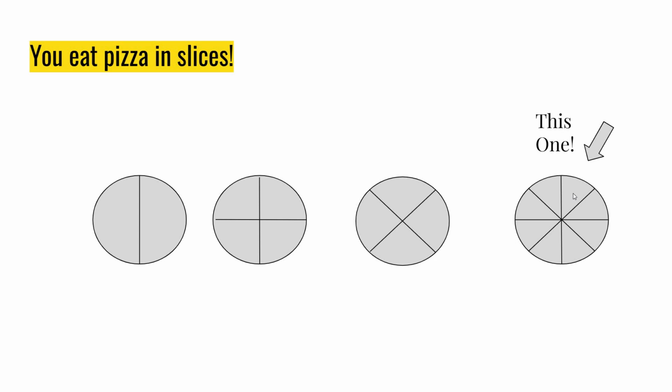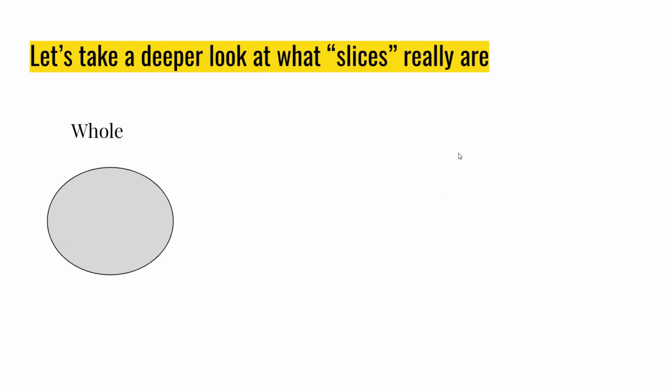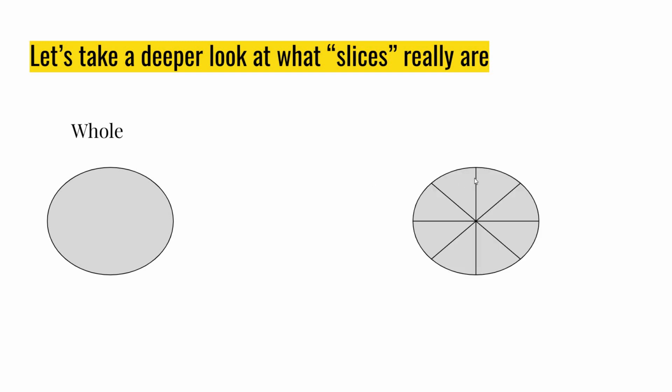But what is a slice, really? So we're going to take a deeper look at that here. So we have our whole pizza, and we cut it up into these little pieces. It's all the same size still between this whole and this one. This one's just broken down and cut up more. But now we're going to look at just what is a slice. We say a slice is something, but what actually is it? And then after some more class discussion.